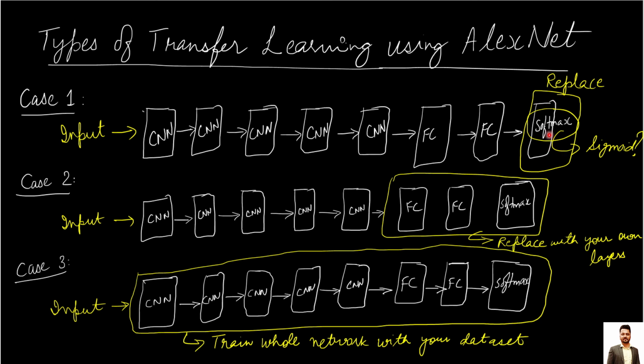Let's say that initially the AlexNet was trained on 1000 objects of the ImageNet dataset, but if we want to do just binary classification, with only 2 classes instead of 1000, I can use the sigmoid activation function instead of softmax. Just replacing the softmax with sigmoid, giving the inputs and then doing the training will do our job.